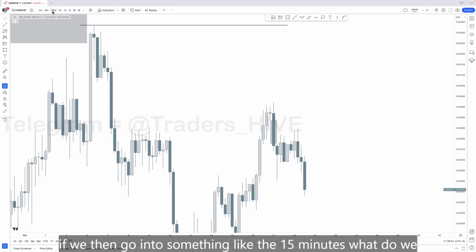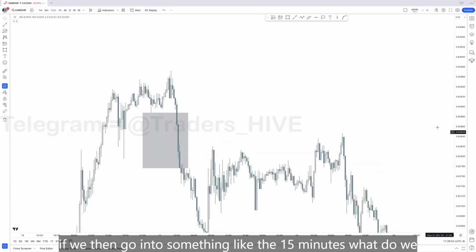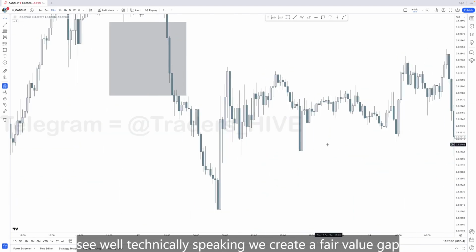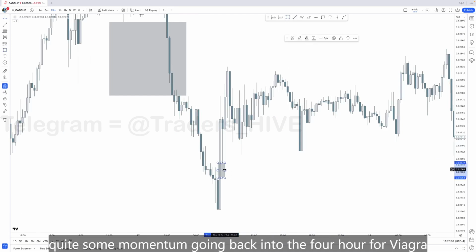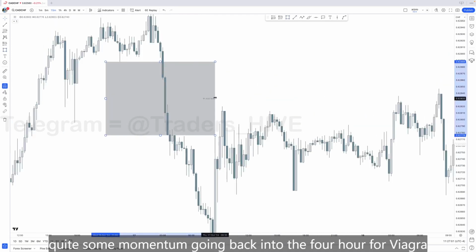So if we then go into something like the 15 minutes, what do we see? Well, technically speaking, we create a fair value gap, with quite some momentum going back into the 4-hour fair value gap right there.